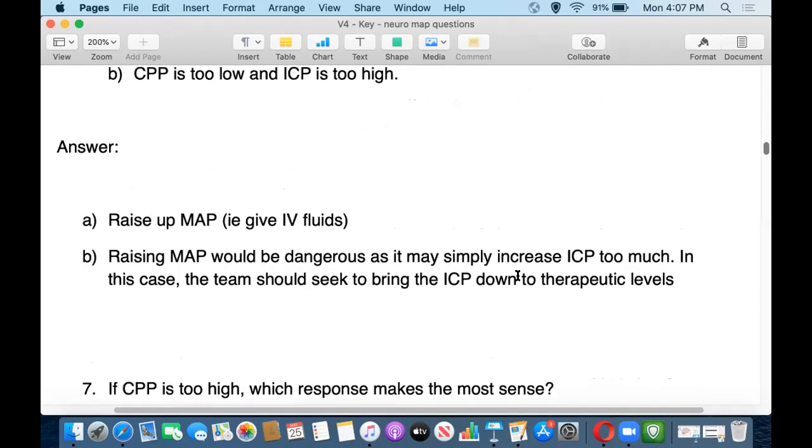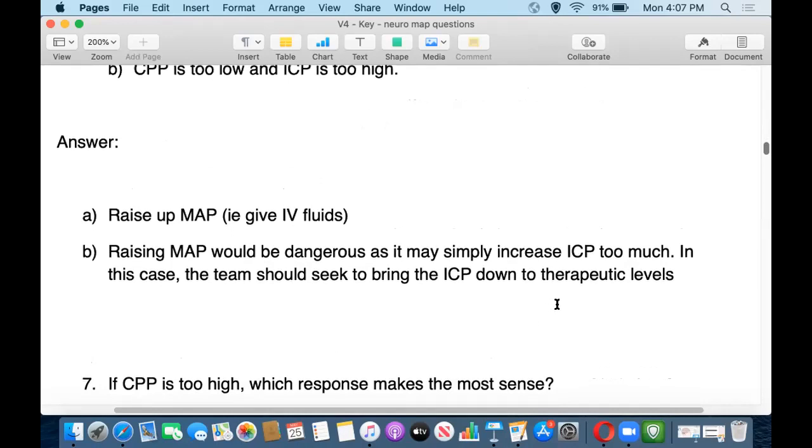If CPP is too high, which response makes the most sense? So now they're getting too much perfusion to the brain. Of course, this could be causing, you know, you could be risking hemorrhage, for example. You know that when you've had patients with systolic blood pressures of 180, you go, this is not good. The patient's got blurry vision, a headache, and they're running the risk of possibly having a hemorrhage. So what makes the most sense?